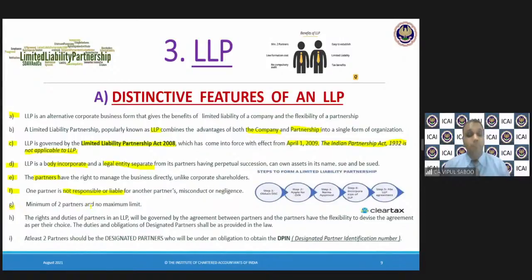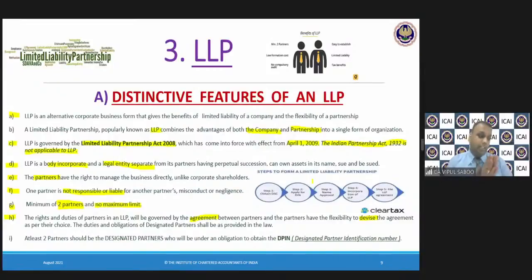Minimum of 2 partners, maximum no limit. And you can see in the case of companies, there is a limit. Minimum of 2 partners and no maximum limit. The rights and duties of partners in an LLP will be governed by the agreement between the partners. Partners have the flexibility to devise the agreement as per their choice. So it is called the LLP agreement. Like in the case of partnership, it is a partnership deed. In the case of an LLP, it is an LLP agreement.